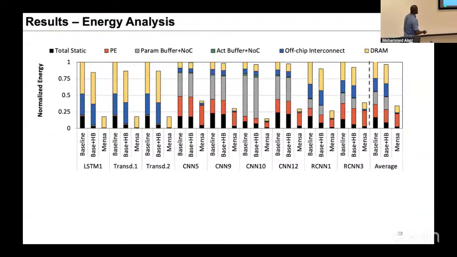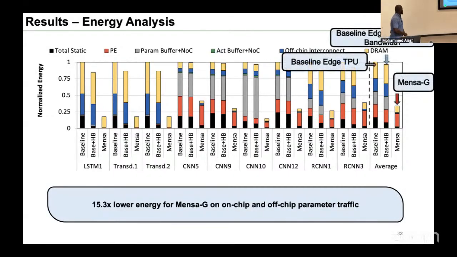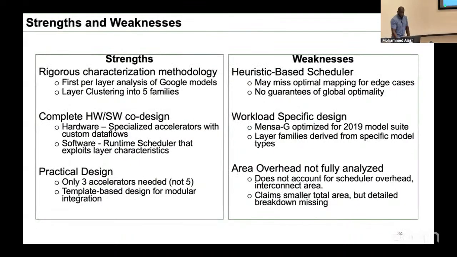And also, when you check the energy analysis, Mensa on average was more energy efficient, better than the baseline that spends like 70% of energy on DRAM accesses and so on. So you can see how Mensa here spends just a little bit of energy on DRAM access. So lower energy for Mensa G with on-chip and off-chip parameter traffic.